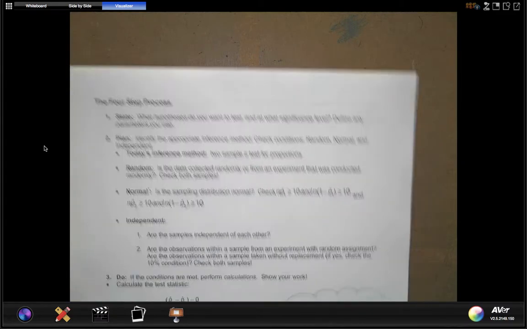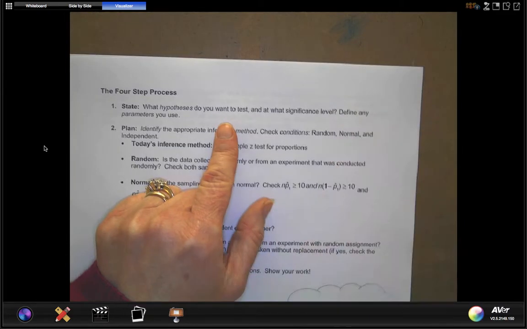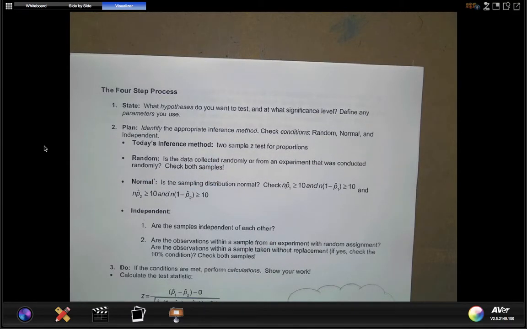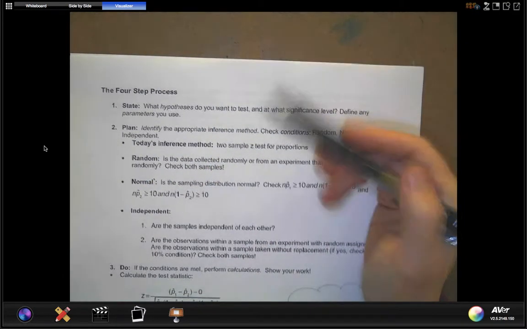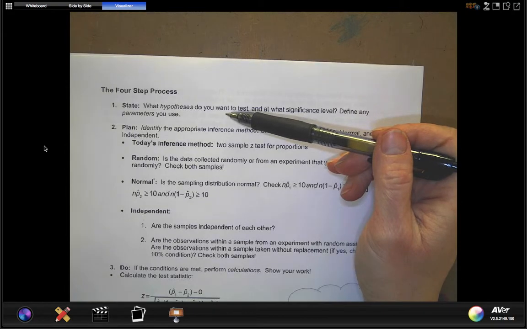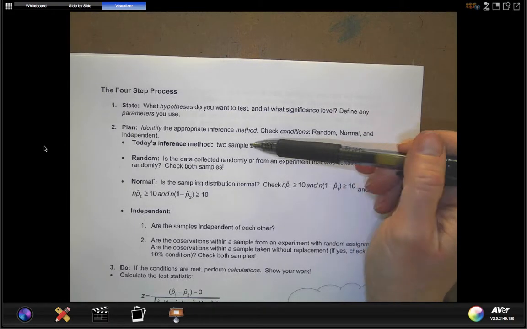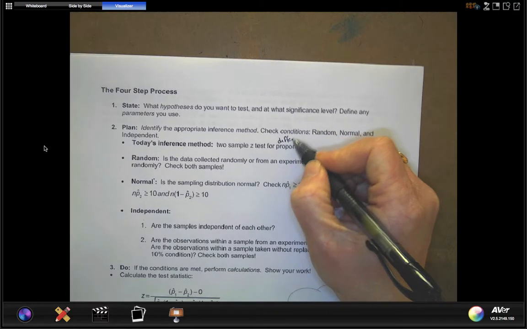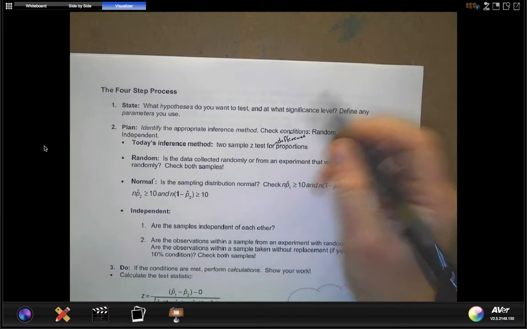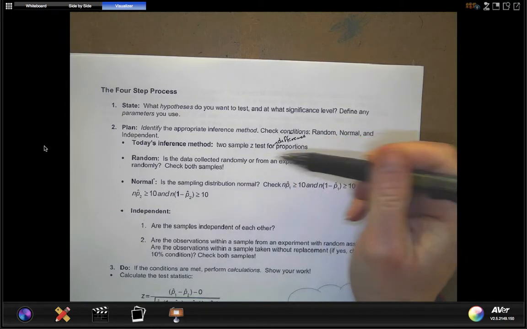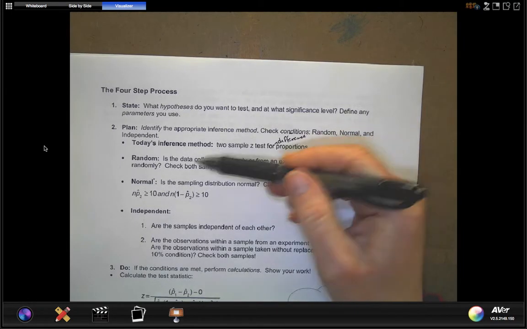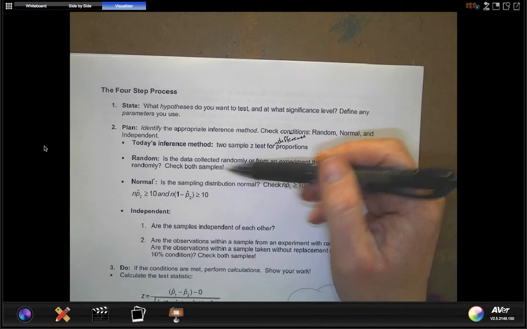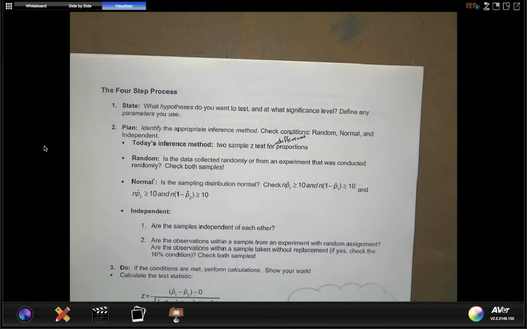All right, so just like before, we've got our state plan due. We just talked about the H0 and the Ha. We're doing a two-sample z-test for proportions. You can say for difference in proportions if that makes you feel better; I won't require it. Is the data collected randomly or is it from an experiment that was conducted randomly? So you've got to check both samples here. Is the sampling distribution normal? All right, I need to reference this chart again.